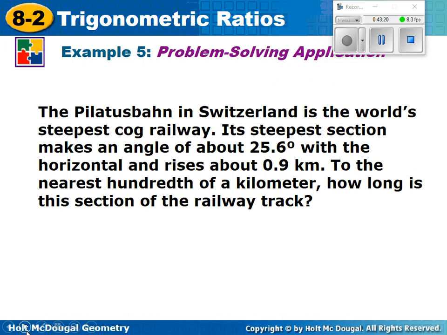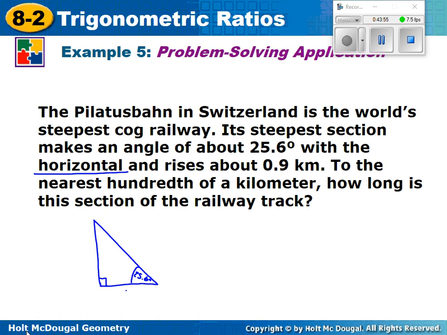Got a picture? Okay, so tell me what you drew, and I'm going to draw it up here. It's okay. We're all, okay, drew a right triangle. Mm-hmm. And then in the smaller angle, I guess it does kind of matter, but, okay, so it says steepest section makes an angle about 25.6 with the horizontal. So this is the horizontal, right? So the angle that's made from that horizontal is 25.6 degrees.